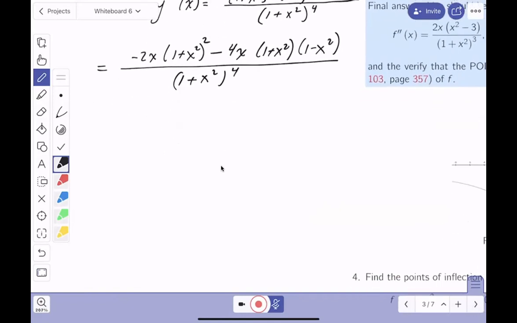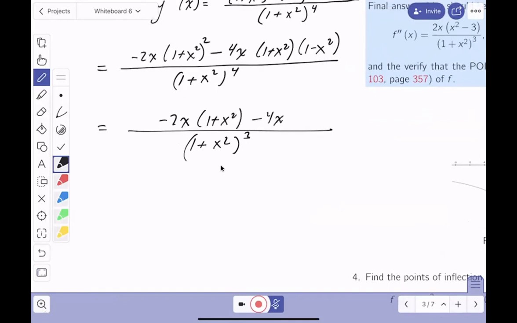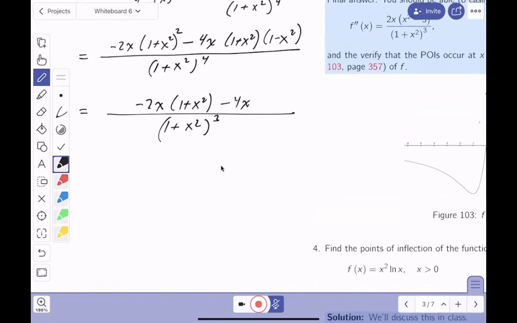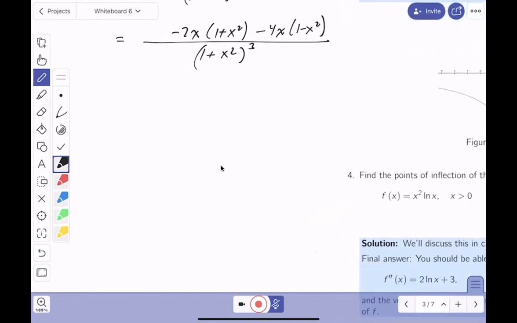Well, what I notice, I'm going to reduce it now by dividing top and bottom by 1 plus x squared. So you get (1 plus x squared) cubed on the bottom, and on top you would get minus 2x times (1 plus x squared). Then you'd get minus 4x times (1 minus x squared). Make sure I didn't make any mistakes here. All right, I do some more work. I know it's a lot of work. We're encouraging work though.